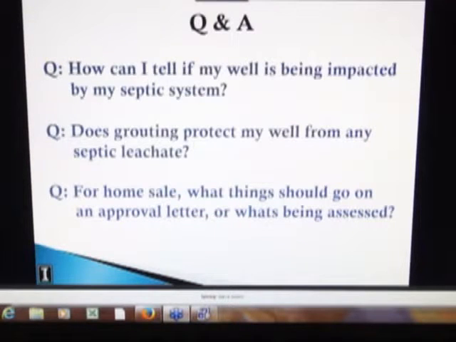Okay, so Ron, for a home sale, what things would go on an approval or disapproval letter as far as what's being assessed if you did an inspection of a septic system?